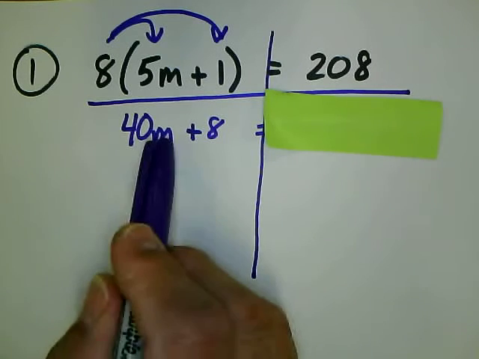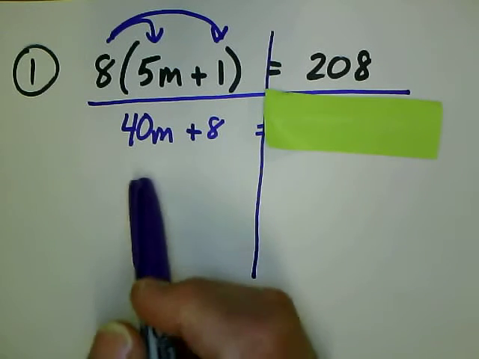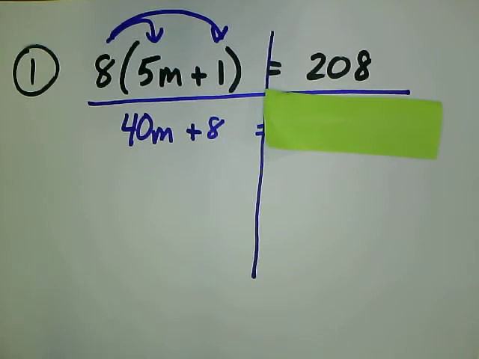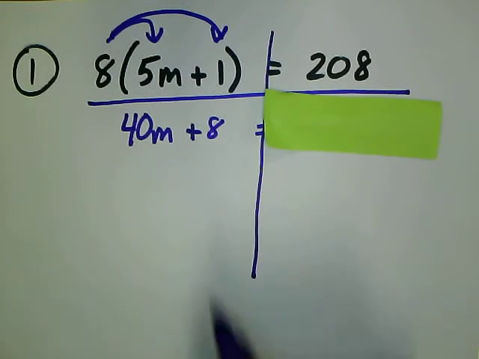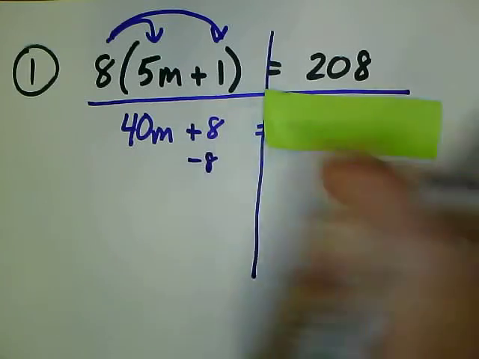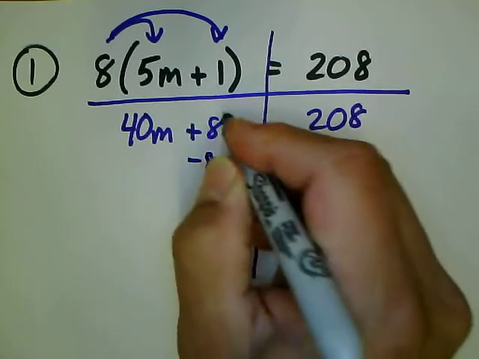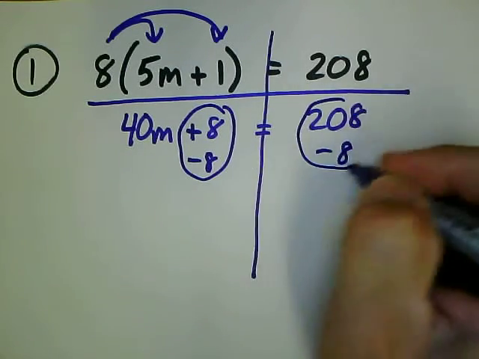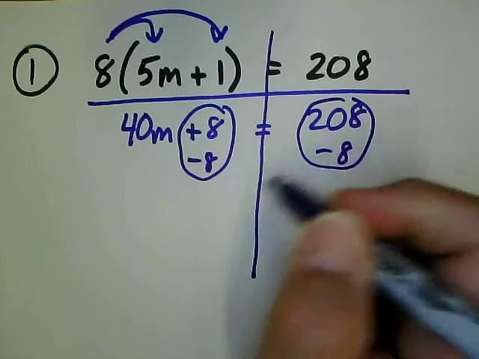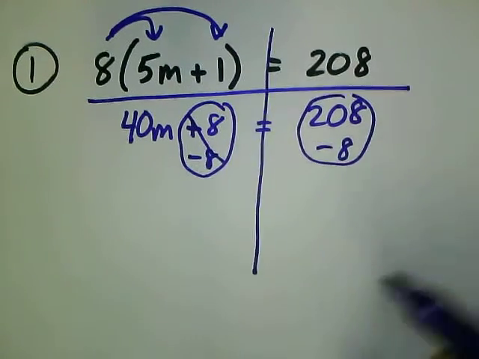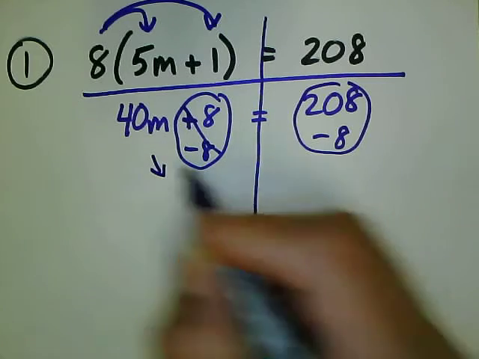We're going to get rid of the 40 and the 8. Well, we go after what's added or subtracted first. The 8 is added to the m. The 40 is attached; it's the very last thing that you do. So since it's plus 8, we subtract 8 from both sides of the equation and circle it up. If it were minus 8, you would add 8 to both sides, the opposite operation. Good question.